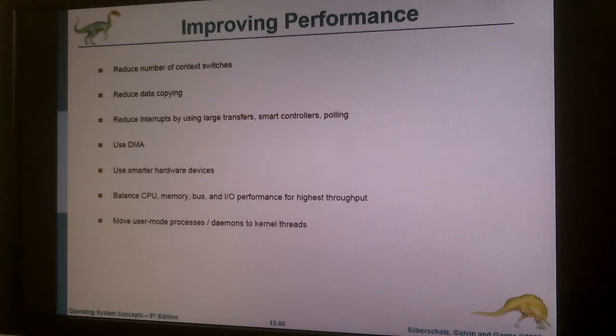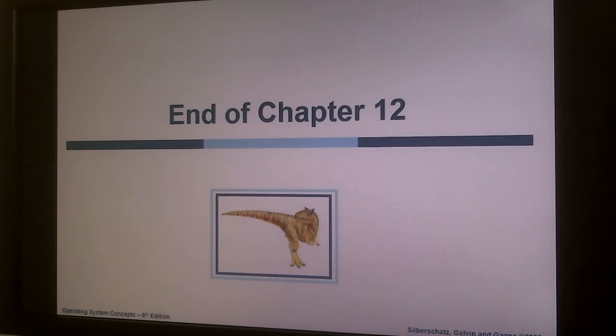Balance everything. Move user mode process daemons to kernel threads, if it's possible. If you have multi-cores, it is really good for you to use threads. And if you can program your application using threads, you will utilize most of the CPUs. That's what it is. Oh my gosh, it's the end.